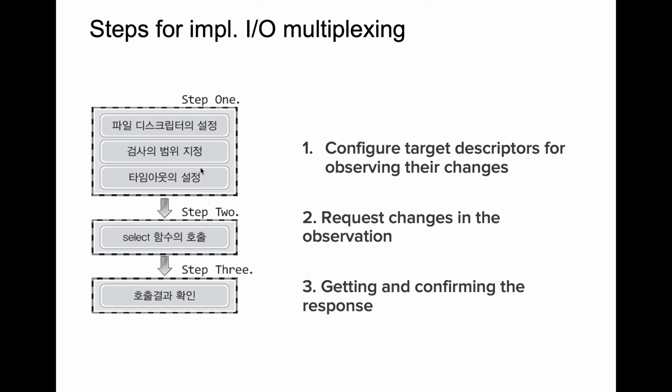So basically, the logic is very simple. We have to configure, we have to tell, I want to listen to the keyboard, I want to listen to these clients. So we'll be specifying multiple file descriptors. And then we have to request the change on the observation. And then we have to read that change that has been triggered after we request it. After requesting the change, the operating system is going to return either true or false. True if there are any changes in any file descriptors, or false if there are no changes.